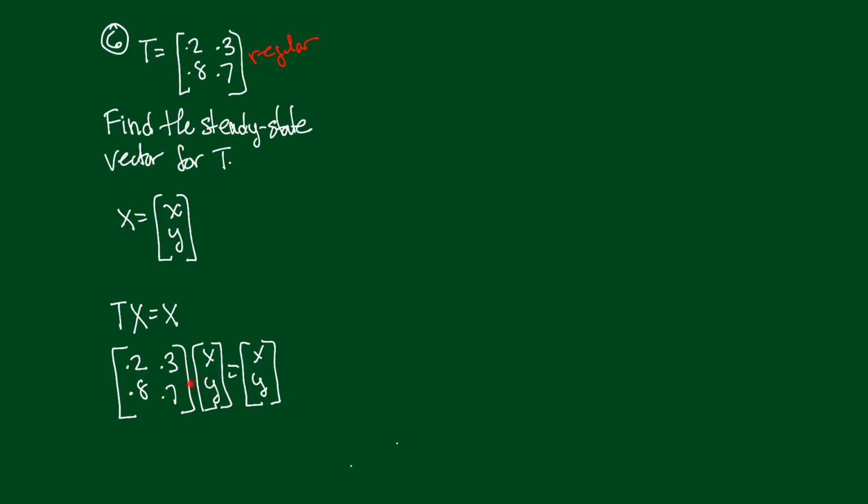Now, let's multiply these matrices here on the left. So, you know, over and down. So 0.2x plus 0.3y. We will get 0.2x plus 0.3y. That's equal to x. And then over and down in the second one, 0.8x plus 0.7y. That's equal to y. So there's our system.